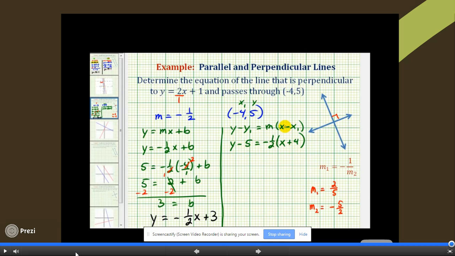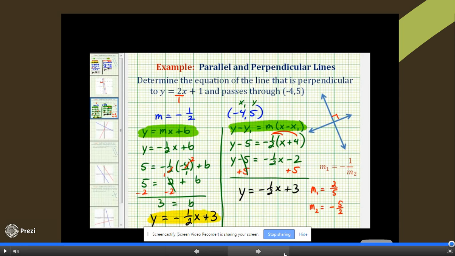And now we'll go ahead and solve this equation for y. So we'll distribute here. So we'll have y minus 5 equals, this would be negative 1/2 x. And then here we have minus 2. And then the last step to solve for y would be to add 5. This would be 0. So we'd have y equals negative 1/2 x, and this would be plus 3. So notice how if we just use slope-intercept form to determine the equation, or if we use point-slope form to determine the equation, the result is the same.